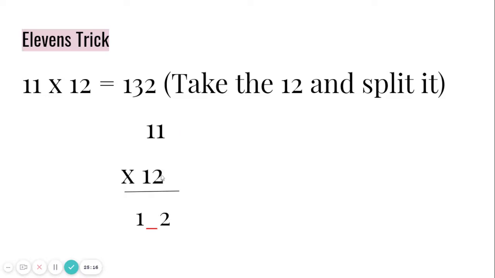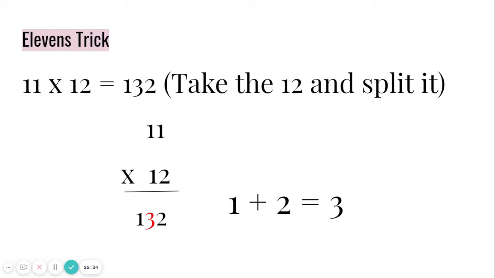Ready? 11 times 12, we're going to split the 1 and then 2. 1, 2. Now we're going to add up the 1 and 2, and that equals 3. Stick that 3 in the middle. 132. How cool is that?